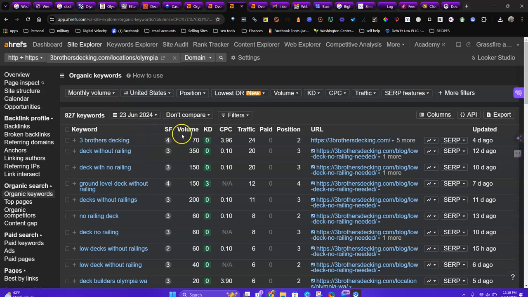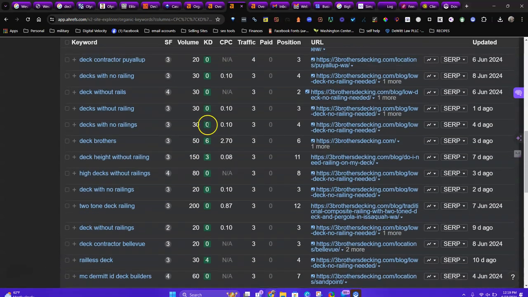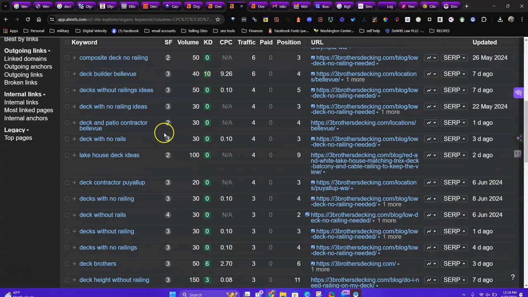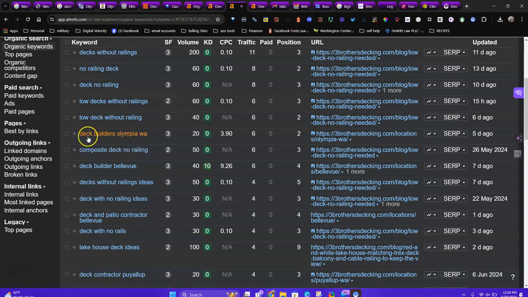So they've got their business name. See the traffic here, these keywords right here are all bringing them in traffic. So we would target these keywords as well if they're in your area. Like deck contractor Puyallup. I'm not sure if you really wanted to go to Puyallup. I know you said Olympia and Lacey, so we would look for things that have Olympia in it. Like deck builders Olympia, Washington. There's 20 people searching for this a month. The keyword difficulty is 0. They're getting 6 traffic from it, and they're in the 2nd position.